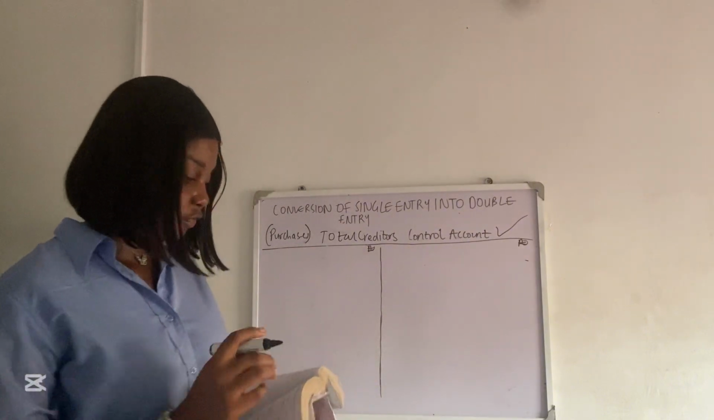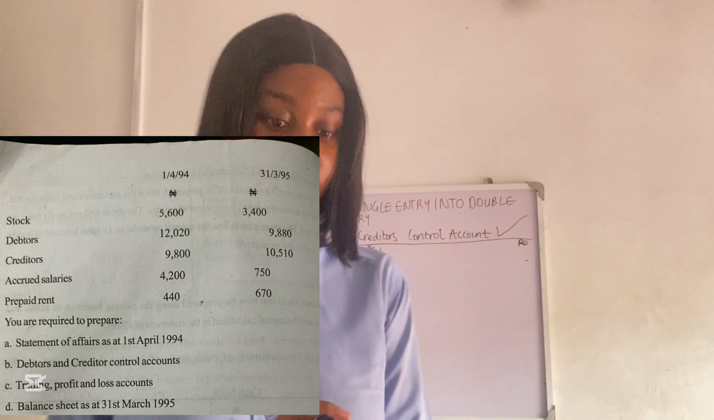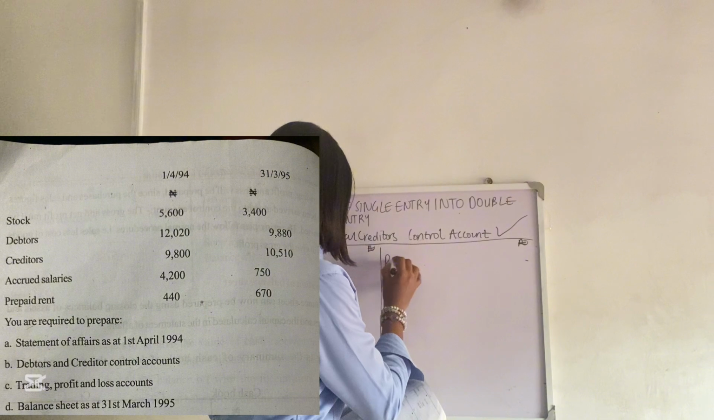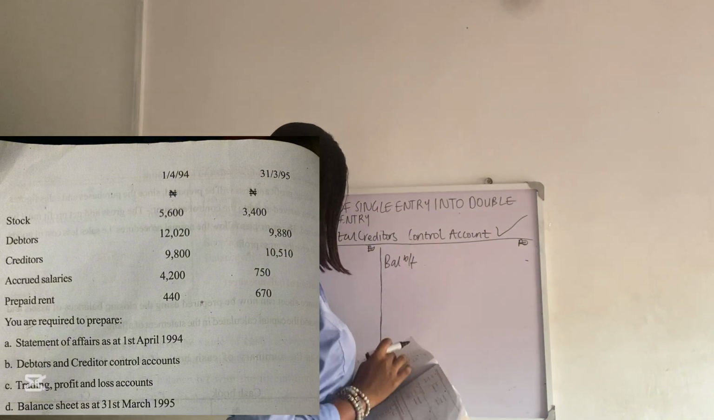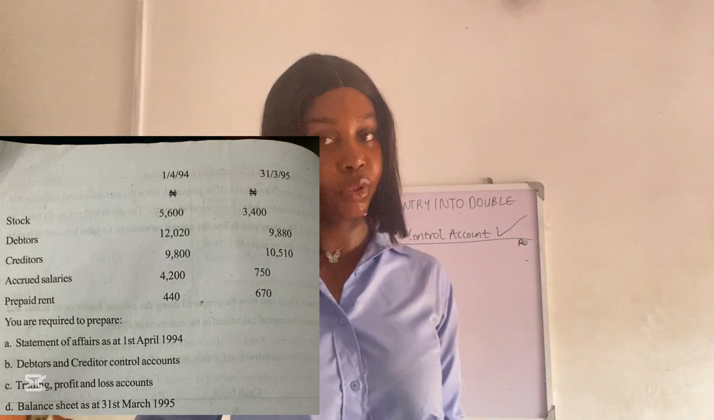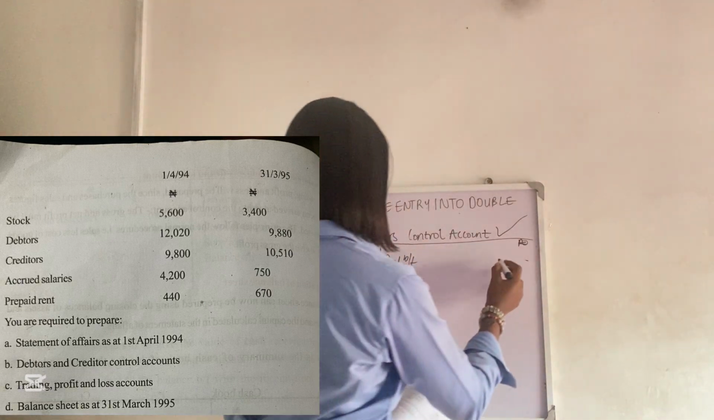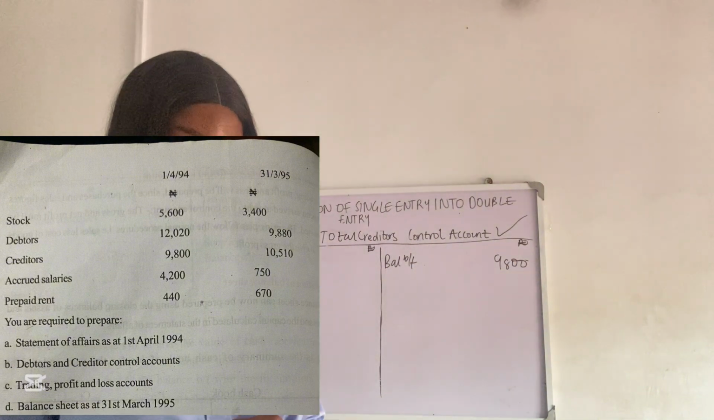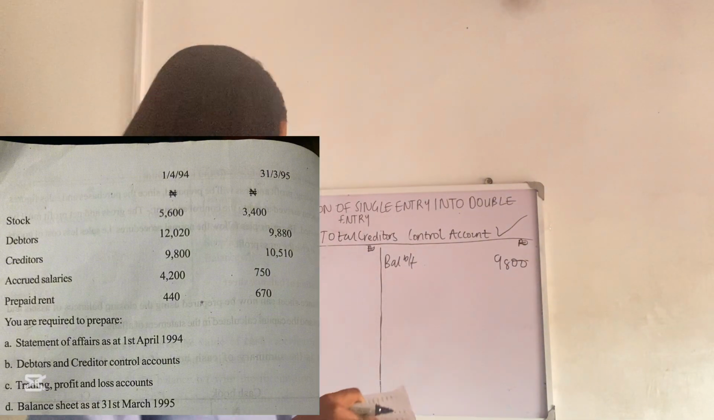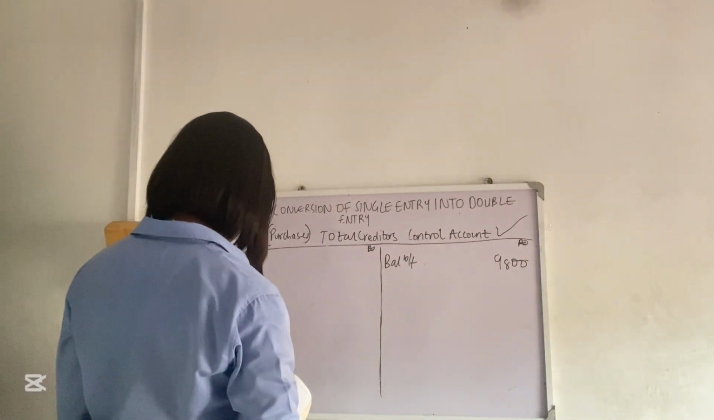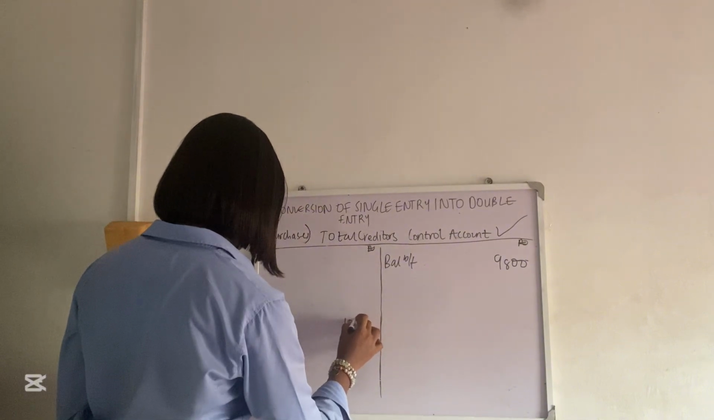Now we're going to the creditors figure. Before, we were using the debtors figure. Under creditors on April 1st, 1994, 9,800. Balance brought forward, that's what people were owed at the beginning of the year. At the end, March 31st, 1995, it was 10,510. That's the balance carried down.